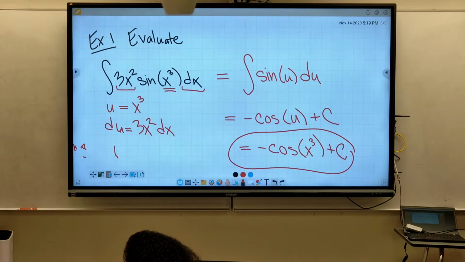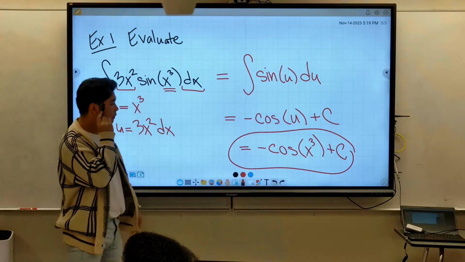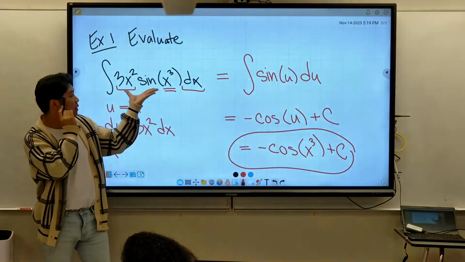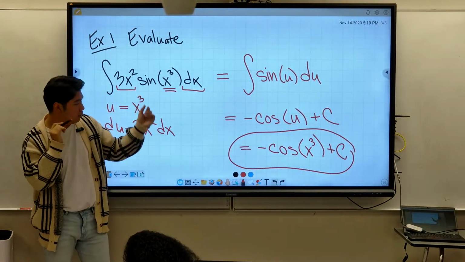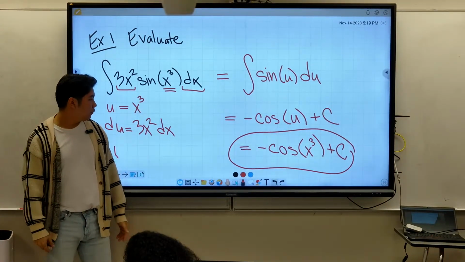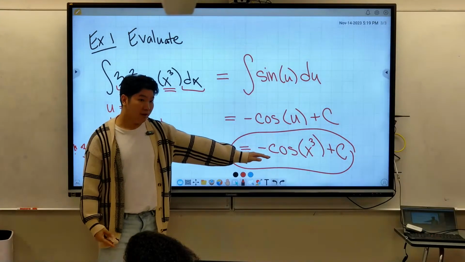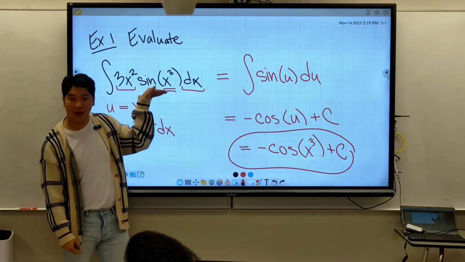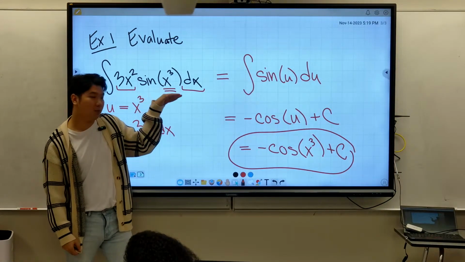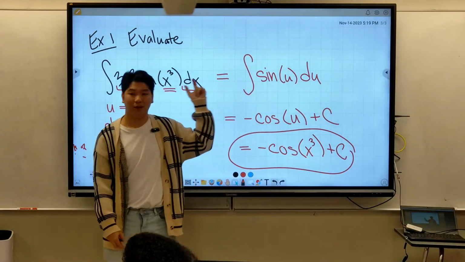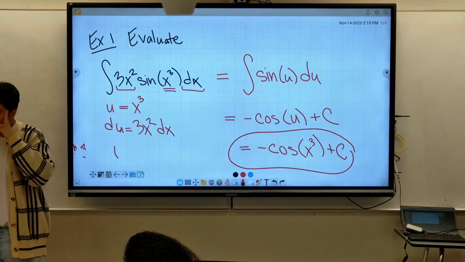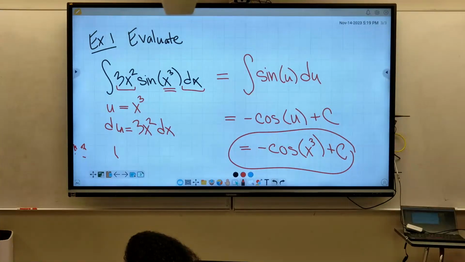And we can always check our answer. If I did this correctly, that is, if I took the derivative of this, I should end up back with this expression. So derivative of negative cosine, we get positive sine of x cubed. Chain rule says multiply by the derivative of x cubed, we have 3x squared. So this should tell us that our answer is in fact correct.